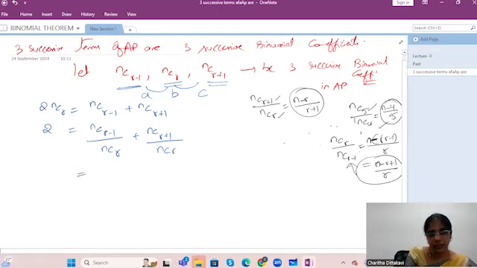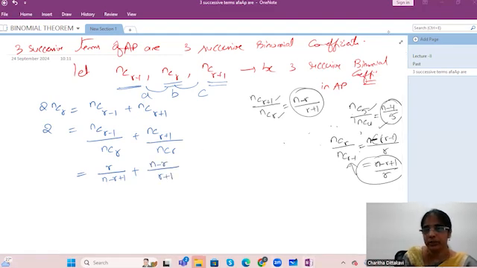Right, so here I am going to write. When I have nCr by nCr minus 1 as this, nCr minus 1 by nCr is just a flip. So you can consider r by (n minus r plus 1), plus what about this part? This is the same as nCr plus 1 by nCr, which is (n minus r) by (r plus 1). Right.